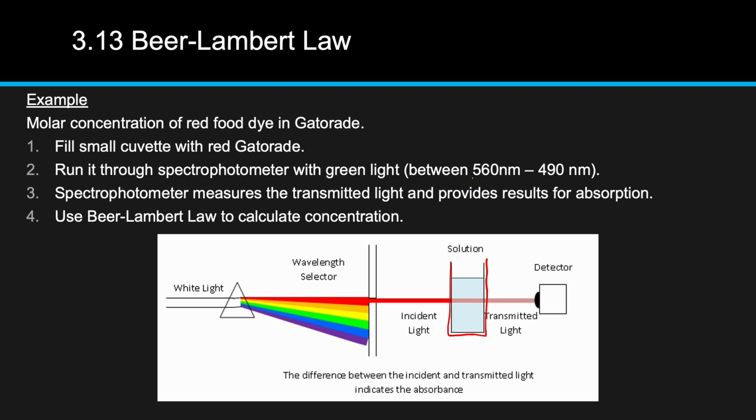Then we're going to look at the reading of the spectrophotometer. It's going to tell us how much green light is absorbed in that solution. Then we can take that absorbance and plug it into Beer's law to solve for concentration, and that's going to lead us to the concentration of red food dye in Gatorade.